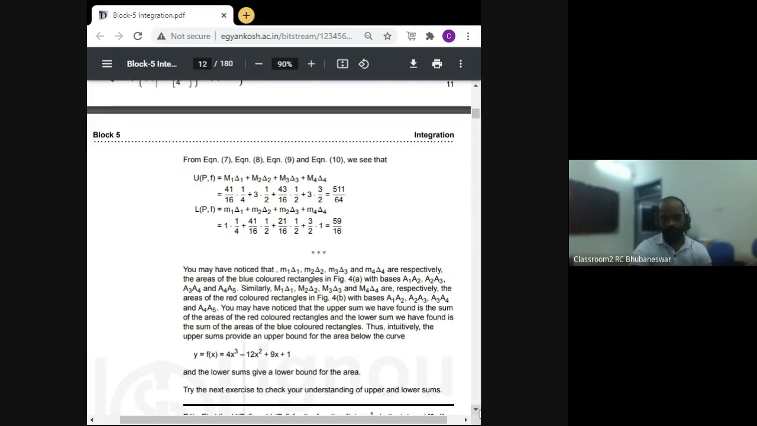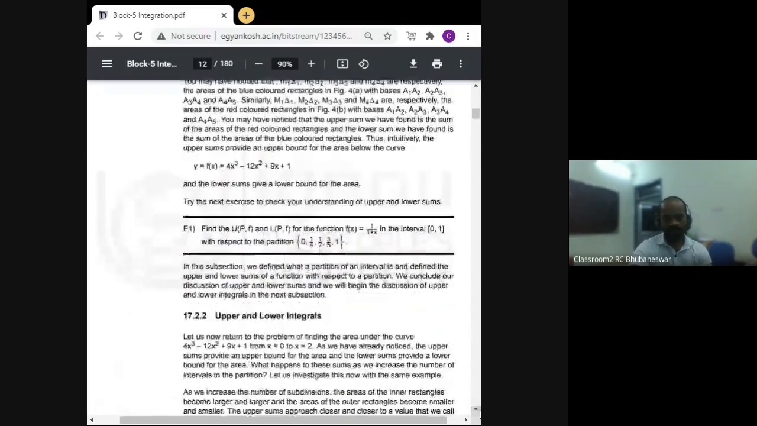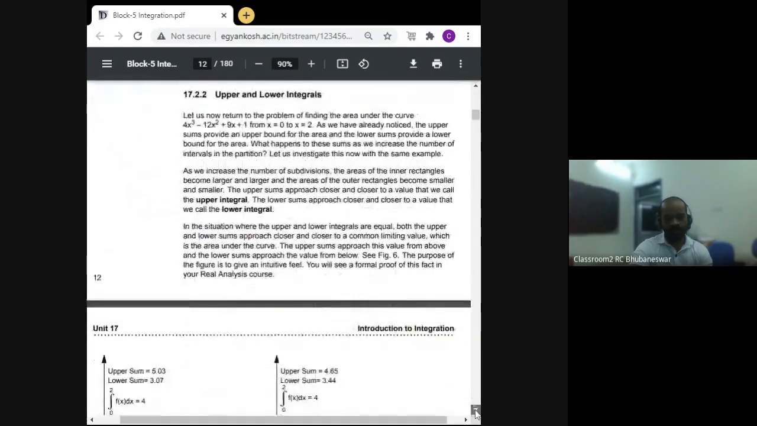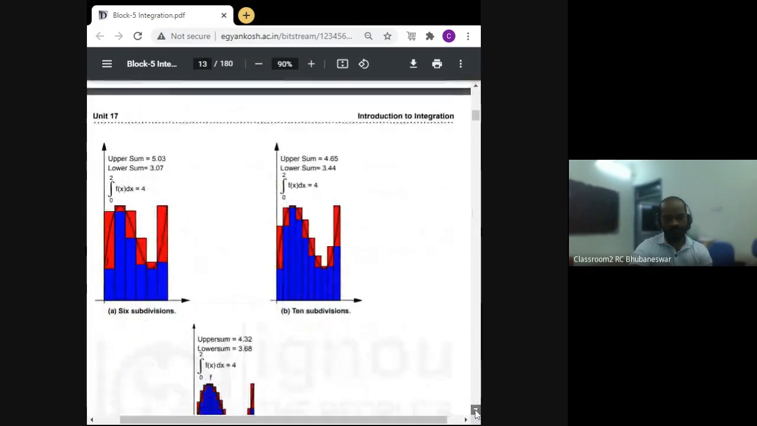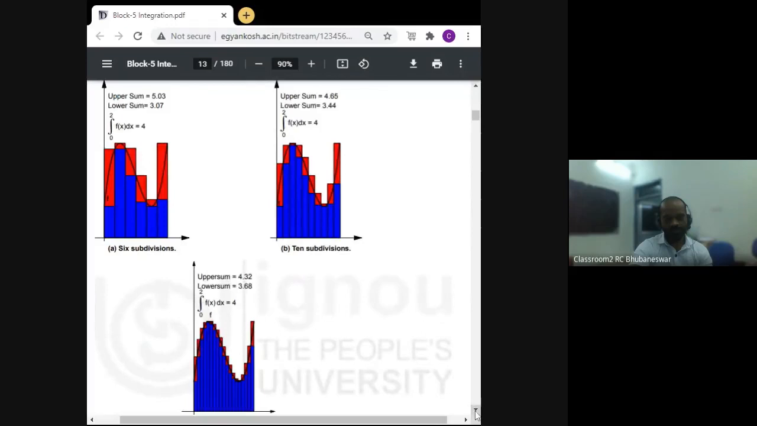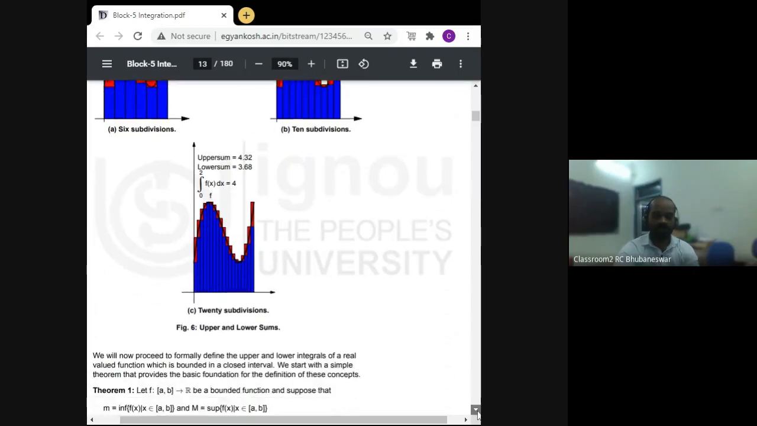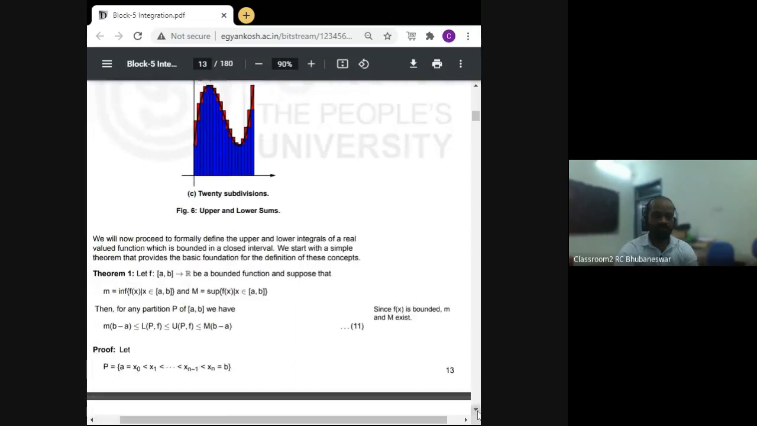So now we are moving towards the formal definition of upper and lower integrals, because as we have discussed in differentiation, a function is said to be differentiable at a point if the lower derivative, that means the left hand derivative, and the upper or right hand derivative exist and are equal. In that case, we can say that the function is differentiable. So the same kind of basic idea we have to follow here.